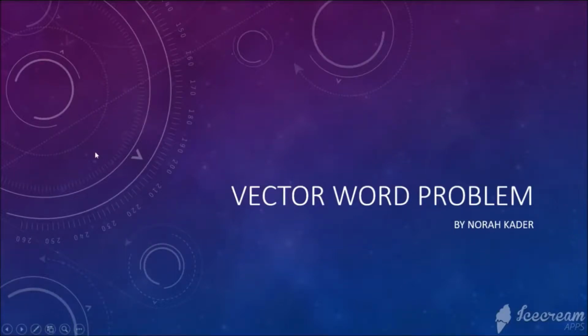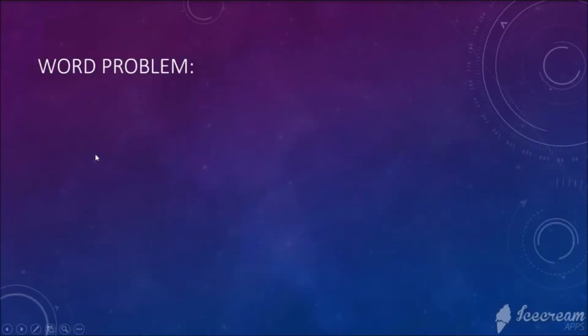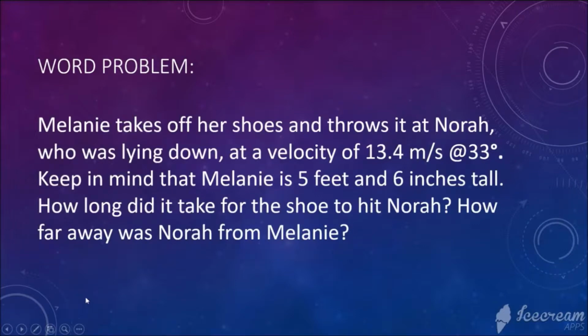This is my vector word problem. So the word problem is, Melanie takes off her shoe and throws it at Nora, who is lying down, at a velocity of 13.4 meters per second at 33 degrees. Keep in mind that Melanie is 5 feet and 6 inches tall. How long does it take for the shoe to hit Nora? How far away was Nora from Melanie?